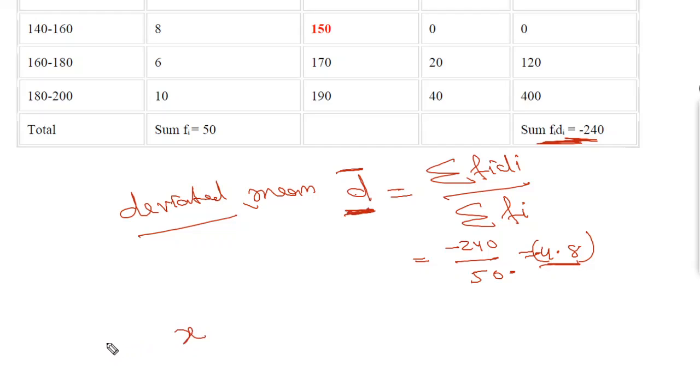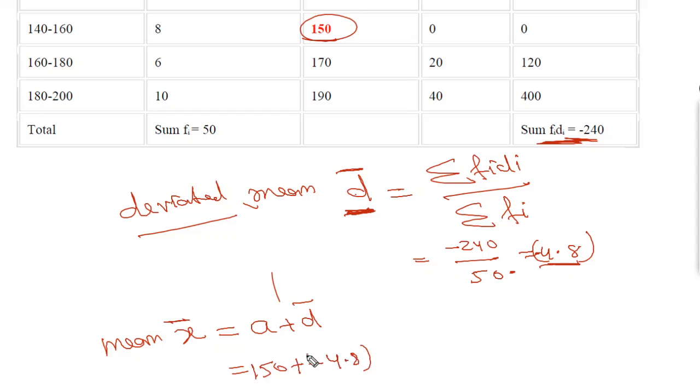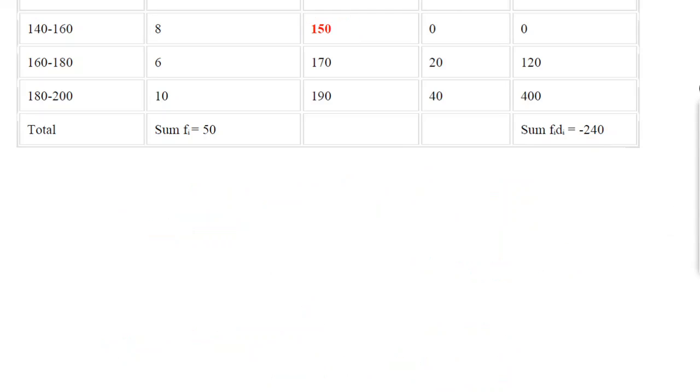Now you have to find the mean, that is x bar. You know that mean equals a plus deviated mean, which will be equal to, you know that a is equal to 150, plus minus 4.8, which will be equal to 145.2. So this will be your mean. Okay, this is the answer. Now we'll move to the next question.